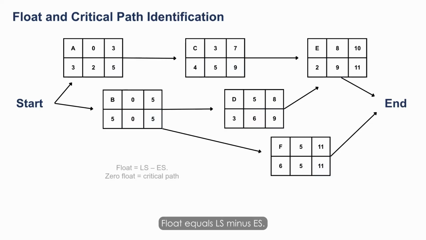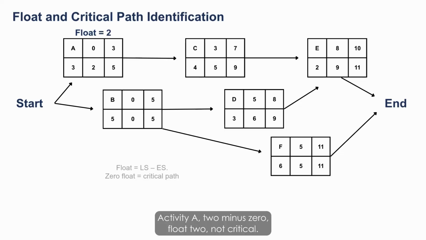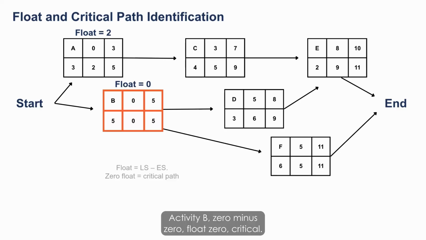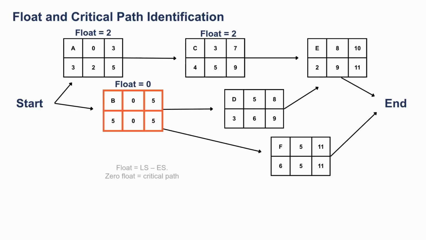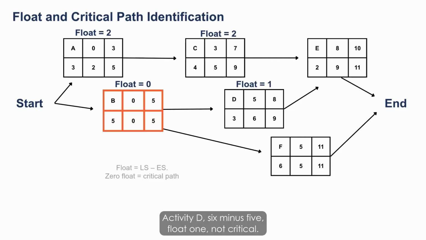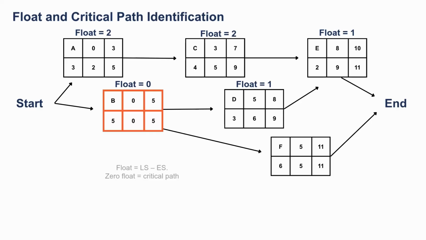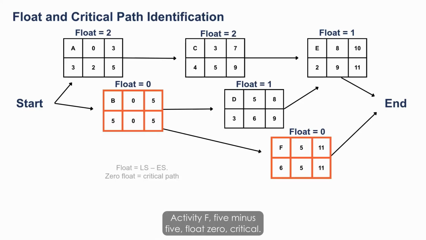Float equals LS minus ES. Activity A, 2 minus 0, float 2, not critical. Activity B, 0 minus 0, float 0, critical. Activity C, 5 minus 3, float 2, not critical. Activity D, 6 minus 5, float 1, not critical. Activity E, 9 minus 8, float 1, not critical. Activity F, 5 minus 5, float 0, critical.